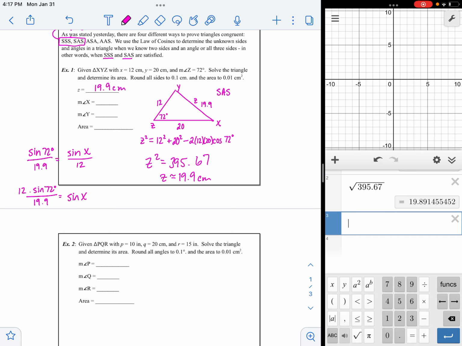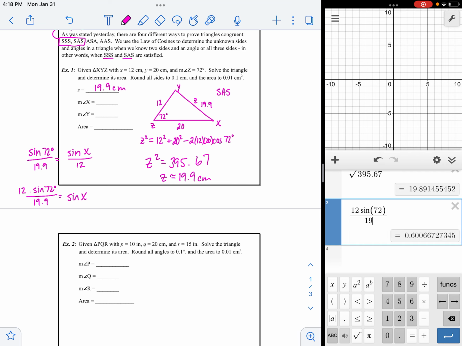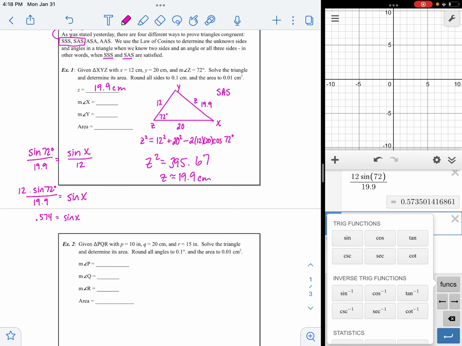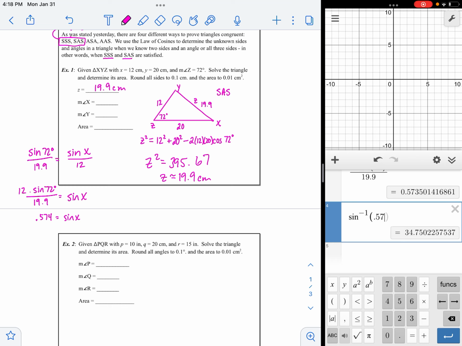So I'll just come over here to Desmos. So I've got 12 times the sine of 72, and I'm going to divide that by 19.9. So I get 0.574 equals the sine of x. So last step, take the inverse sine, right, to figure out what the angle is. So the inverse sine of 0.574 is going to be about 35 degrees. 35 degrees is angle x.